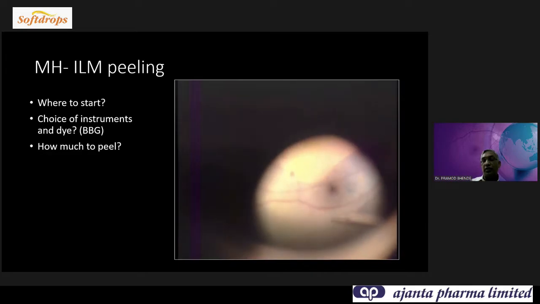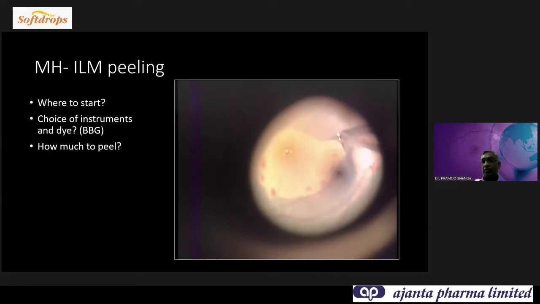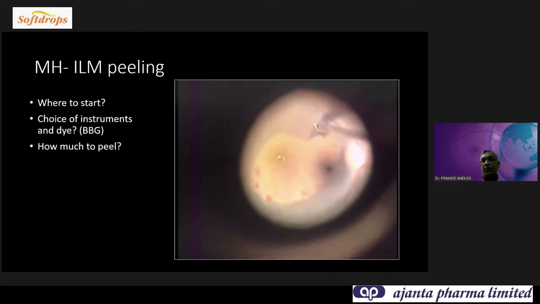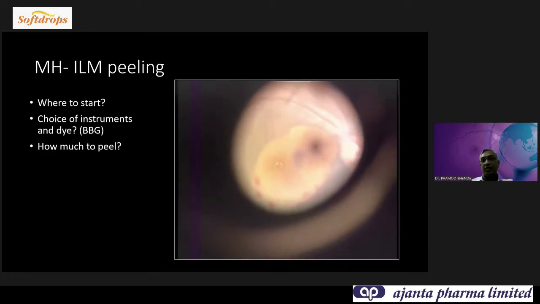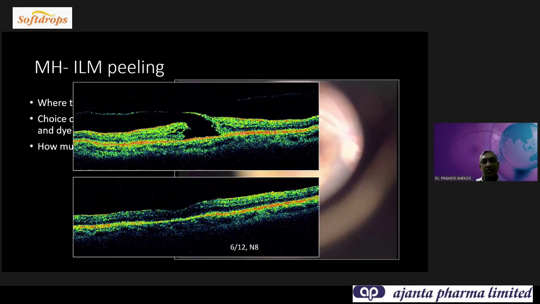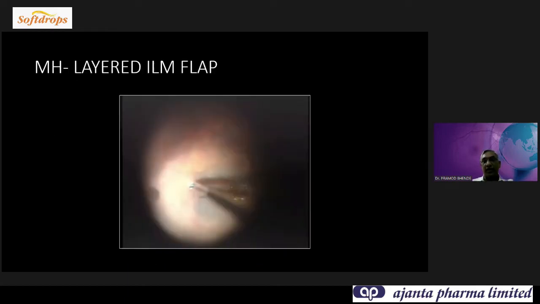Generally, we try to go up to the arcade. If a hole is smaller, you can peel a little smaller, where 1.5 disc diameter is also okay. And this is a picture showing the same eye. The hole has closed now, with vision improving to 6/12 and N8.